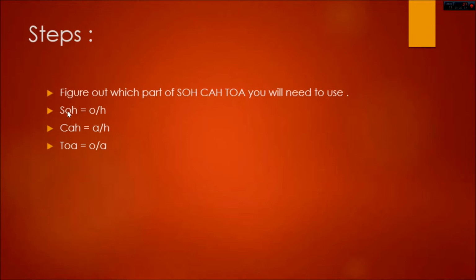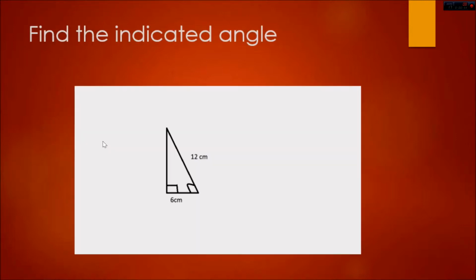If we have the opposite and the hypotenuse, we'll have to use sin, which is opposite divided by the hypotenuse. If we have the adjacent and the hypotenuse, then we'll have to use cos, which is adjacent divided by the hypotenuse. And then, last but not least, which is tan. If we have the opposite and adjacent, it will be opposite divided by the adjacent.